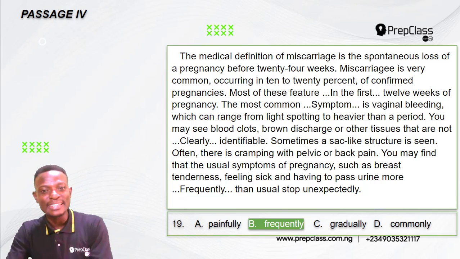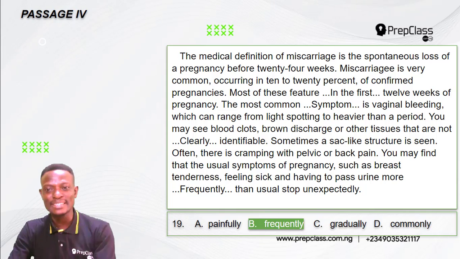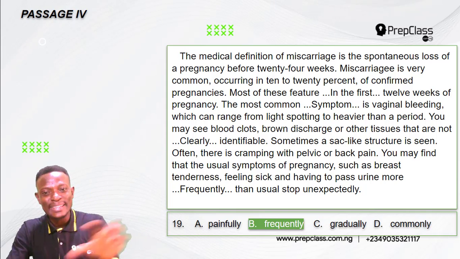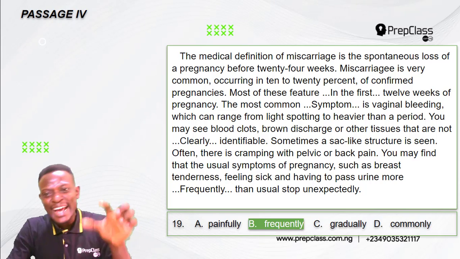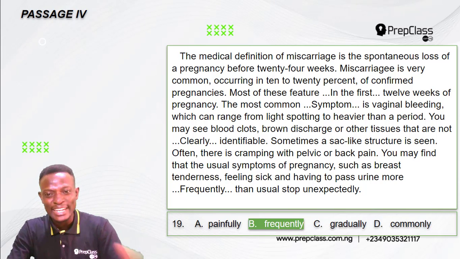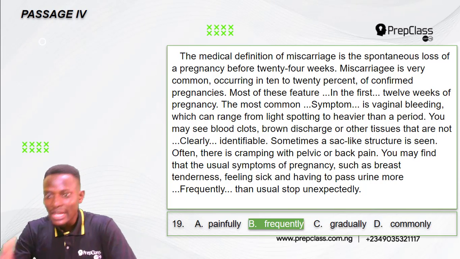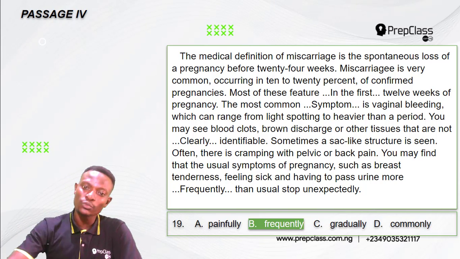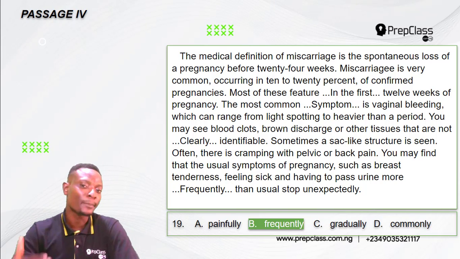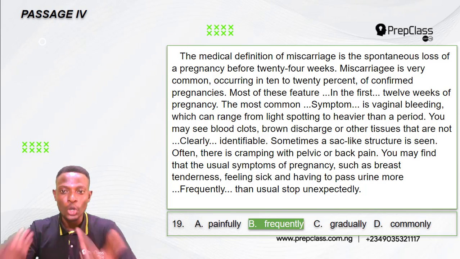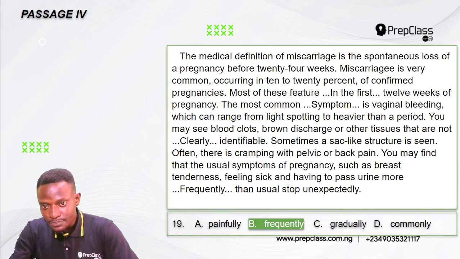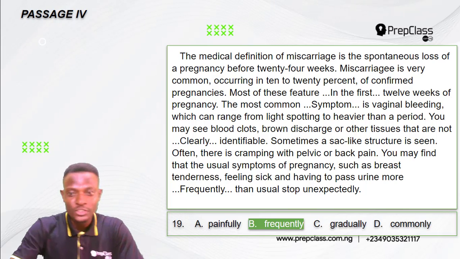You may find that the usual symptoms of pregnancy, such as breast tenderness, feeling sick, and having to pass urine more frequently than usual, stop unexpectedly. Because one of the symptoms of pregnant women is what? They pass urine frequently, they pass urine often. But this stops when a miscarriage happens. Moving on, question 20.